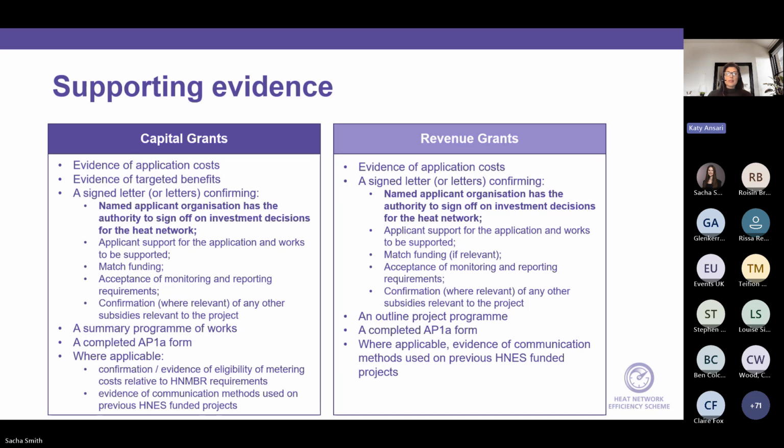Onto revenue grants. So for the supporting evidence, we'll need evidence of the application costs. So again, we'll need quotes of how much the optimization study is going to cost. Again, a signed letter from a person of authority.